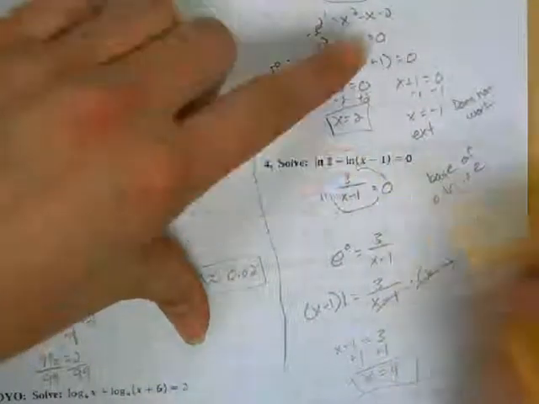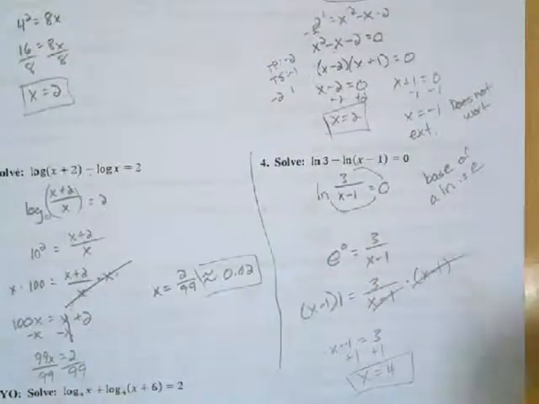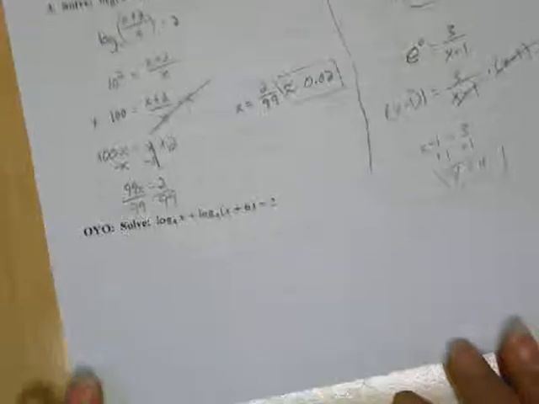Okay, double check it. When I plug it in, 4 minus 1 is 3. So it's going to be a positive number. We don't really care what it is as long as it's positive. Alright, so x equals 4 is the answer there. There's the last one on your own for this section. Hit the pause button, give it a shot, see if you can get the same answer.